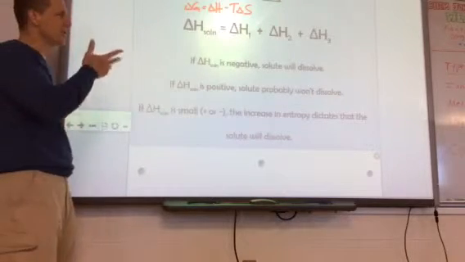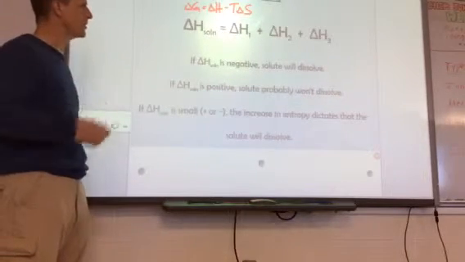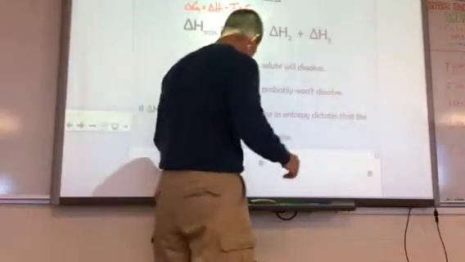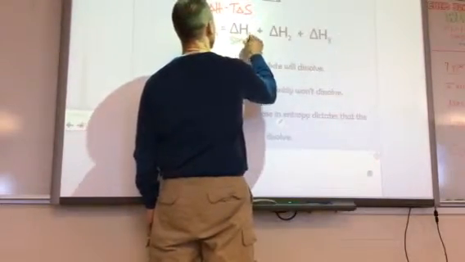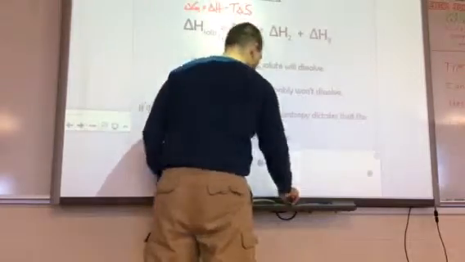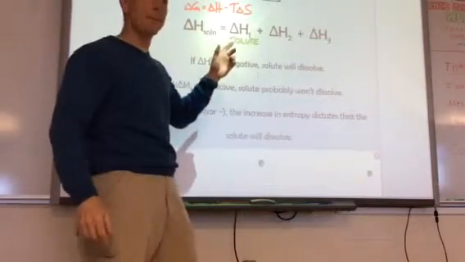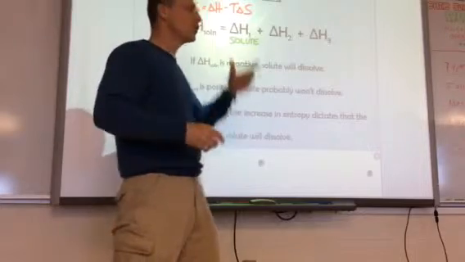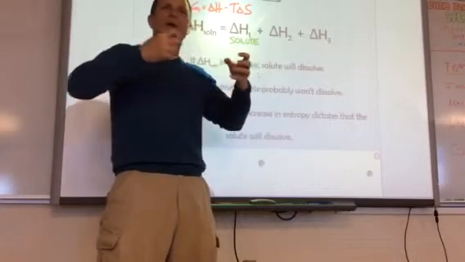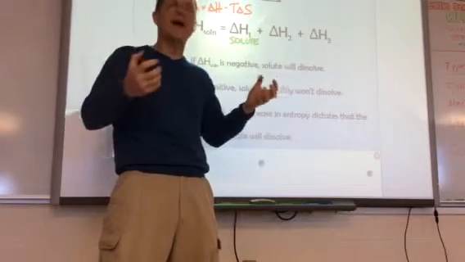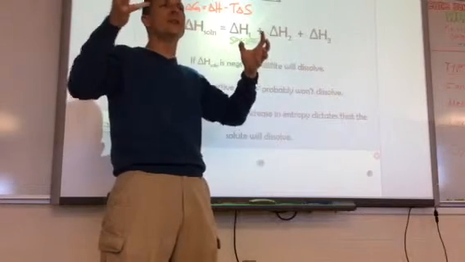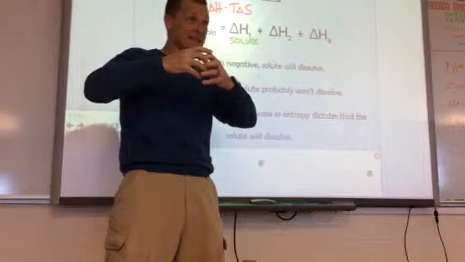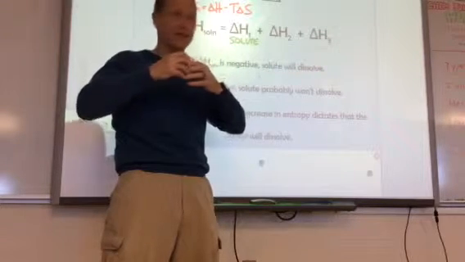Now, on the next slide, I just have a couple other terms that go with this. Remember, delta H1 is the solute breaking apart. So if the solute is an ionic compound, delta H1 requires those ionic bonds to break. We decided that the energy involved in ions getting together is called lattice energy. Remember we talked about that at the beginning of the hour, the lattice energy?